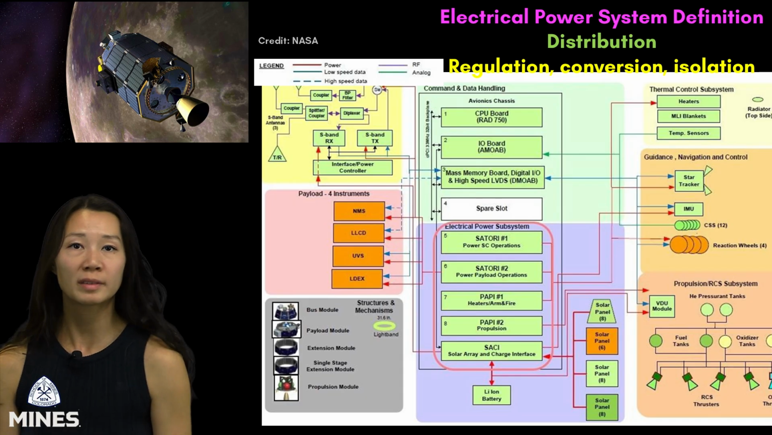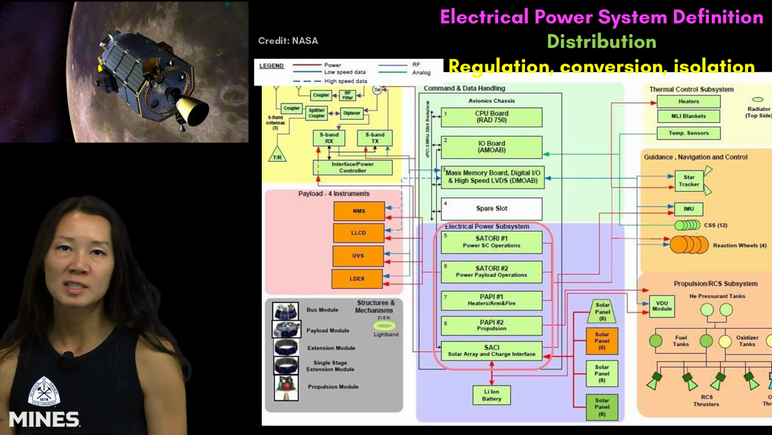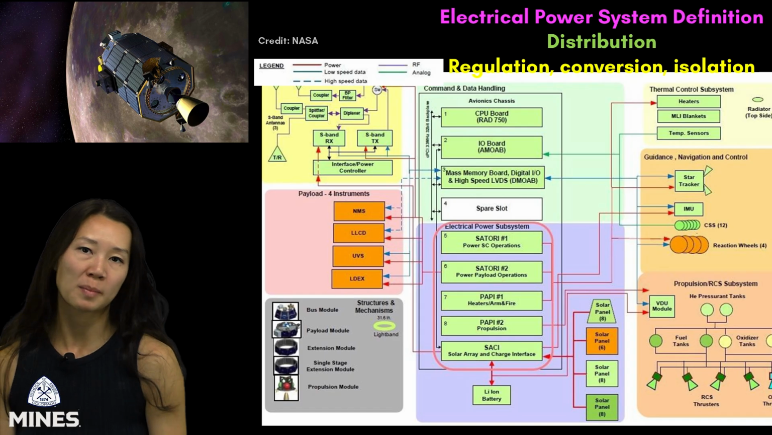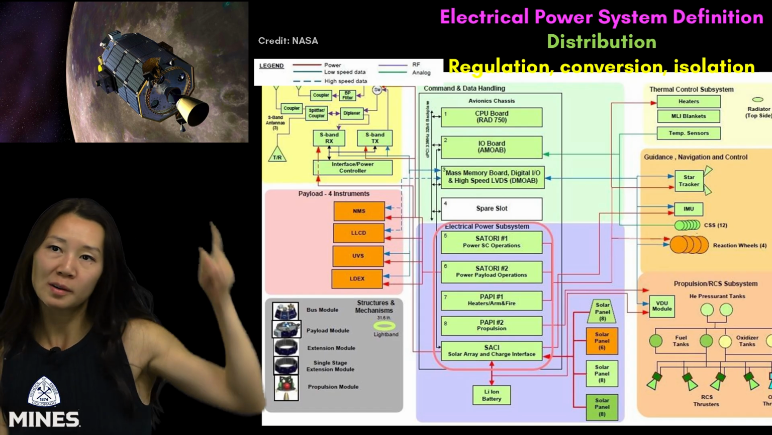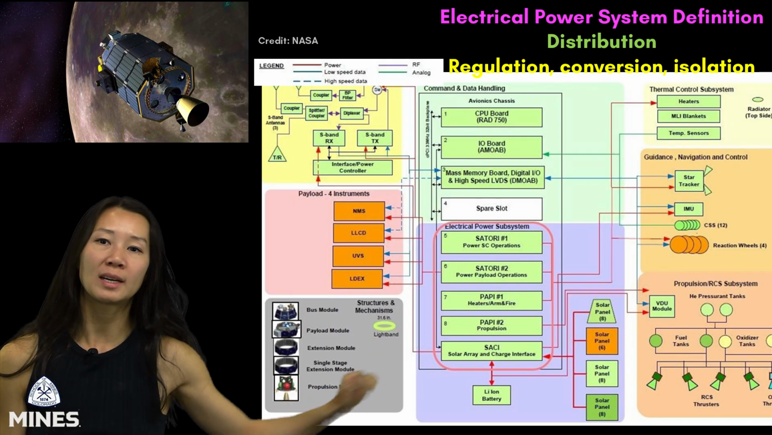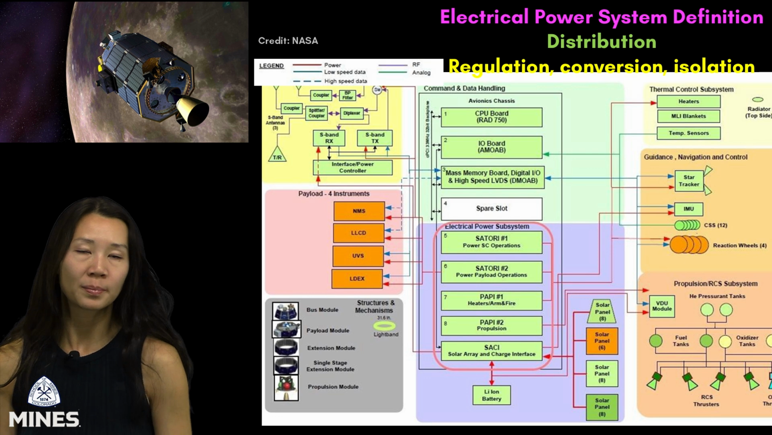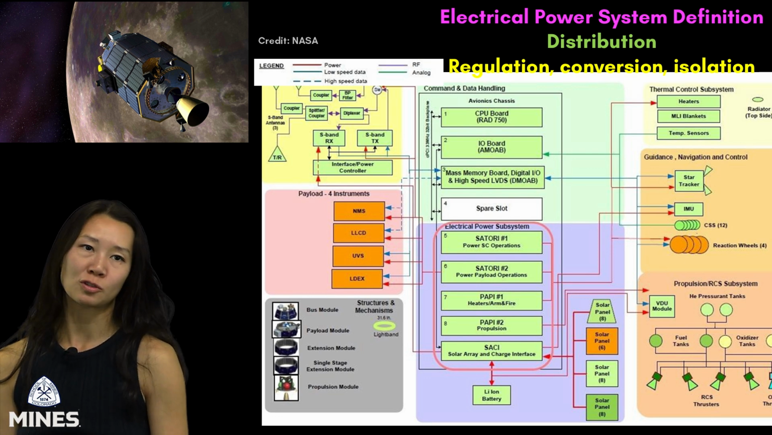So even within battery-based systems or energy storage systems, strategies vary based on mission length, solar access, and energy demands. Another role of EPS is distribution, or more specifically, regulation, conversion, and isolation of certain power. This is a system architecture diagram from LADEE, a lunar orbiter, which you can see up here. You can see how the electrical power system, outlined in indigo, is deeply interconnected with every other subsystem, from propulsion and comms to science payloads and thermal control.